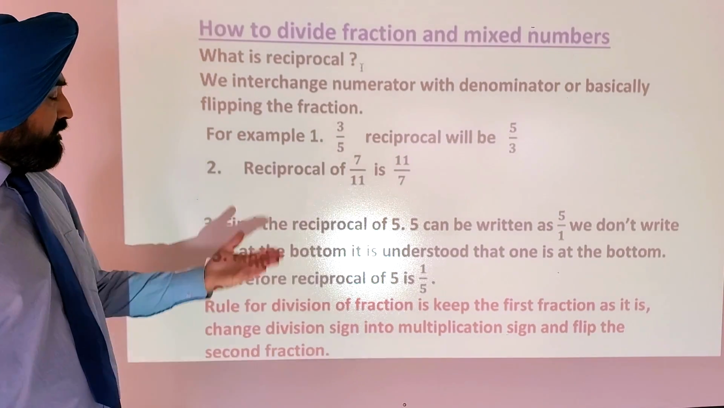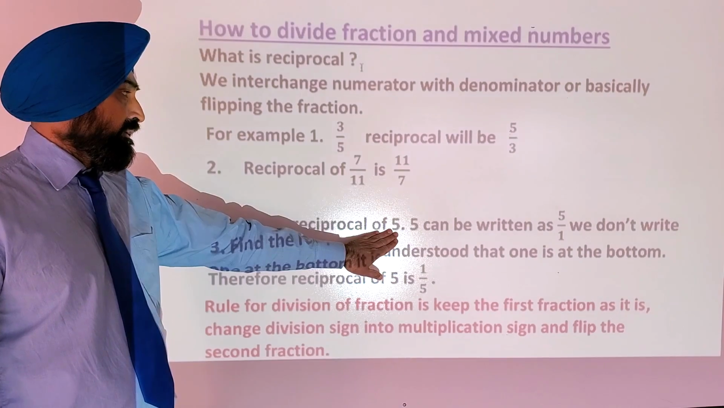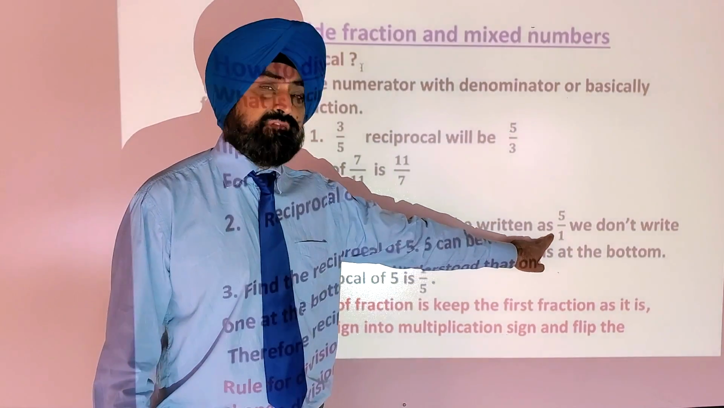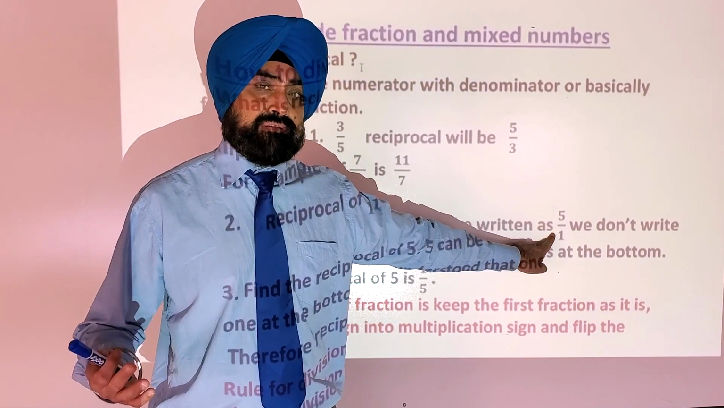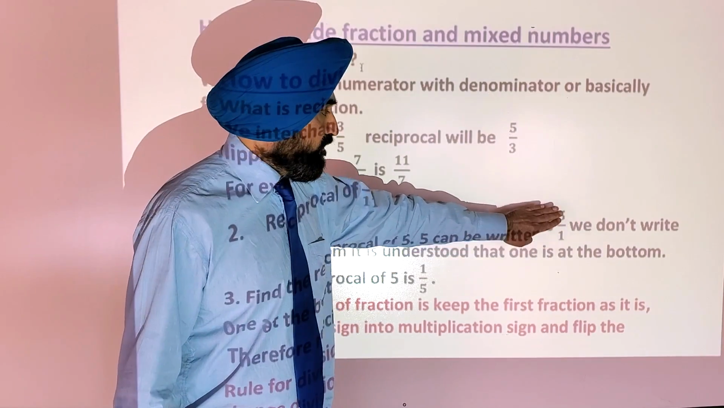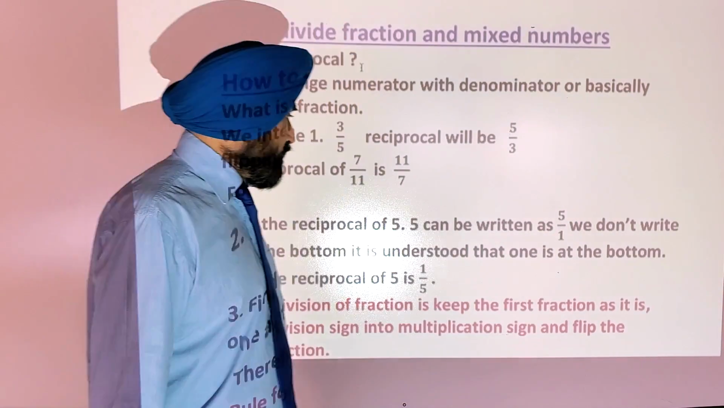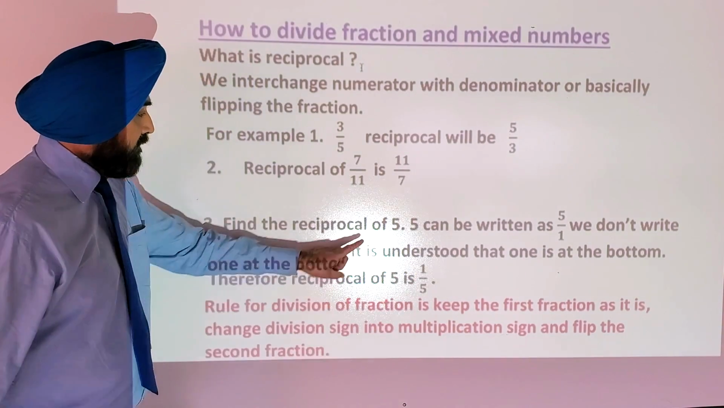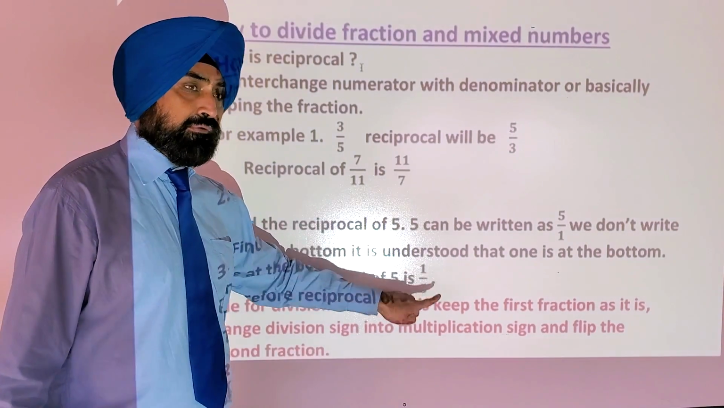Another example: instead of a fraction, if I say 5. 5 is also a fraction, but usually we don't write 1 at the bottom. It is understood that there is 1 at the bottom. So 5 can be written in the form of a fraction as 5 over 1. Now we will flip it. 5 over 1 becomes 1 over 5. So the reciprocal of 5 is 1 over 5.